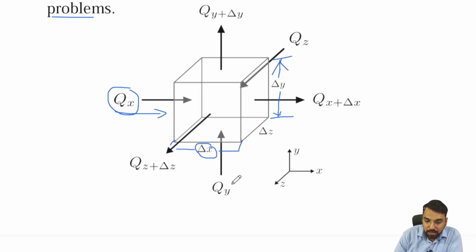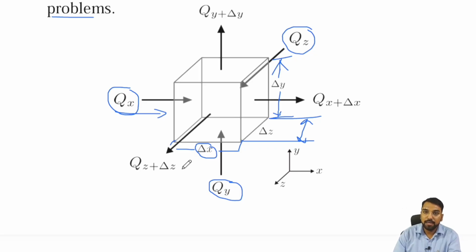The heat input in the y direction is qy, but after this delta y thickness, the heat output is qy plus dy. Similarly in the z direction, the thickness is delta z. So in the z direction, qz is the heat input to this block, but the output is qz plus dz. So have you understood this?